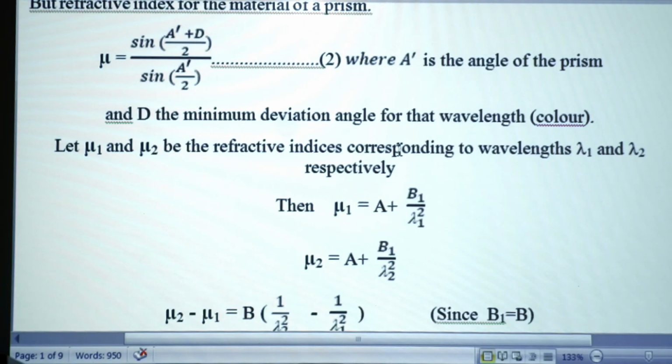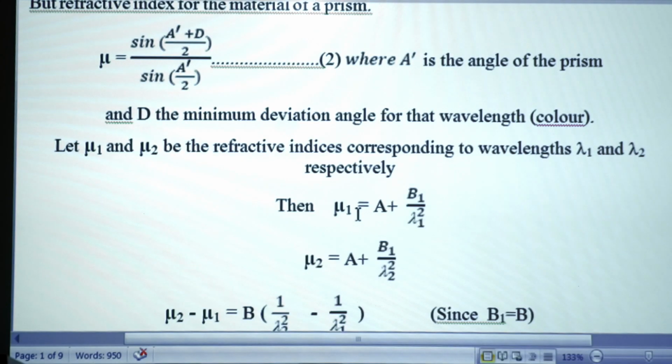Now using equation 1, we can write for a given color, say if lambda 1 and lambda 2 are the wavelengths, then mu 1 is equal to A plus B by lambda 1 square, and mu 2 is equal to A plus B by lambda 2 square, because A and B are the same. Lambda 1 and lambda 2 change, so mu 1 and mu 2 will be different, that is the refractive index is different for different colors, but A and B are constants for the prism.